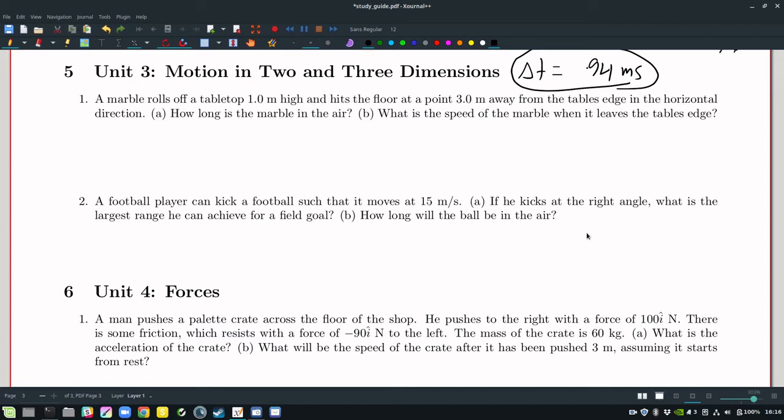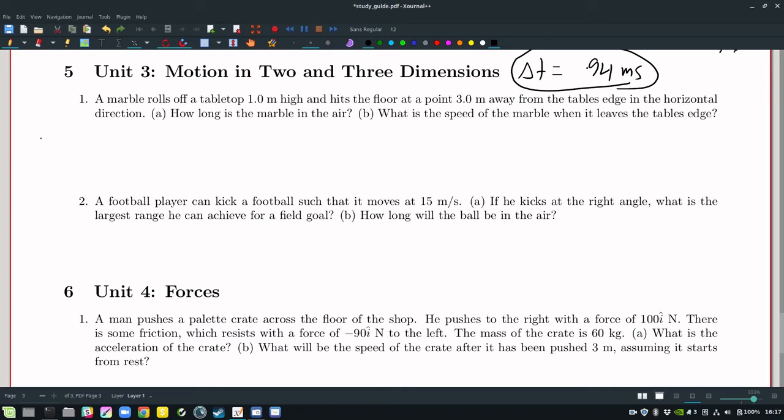So unit 3 takes us into multiple dimensions. In this case, the marble is rolling off of a tabletop, falling 1 meter to the floor. It happens to land 3 meters away. The key to this problem is that the motions in the x and the y directions are independent. So when we're asking about how long the marble is in the air, we need not worry about its horizontal velocity, but just the vertical motion.